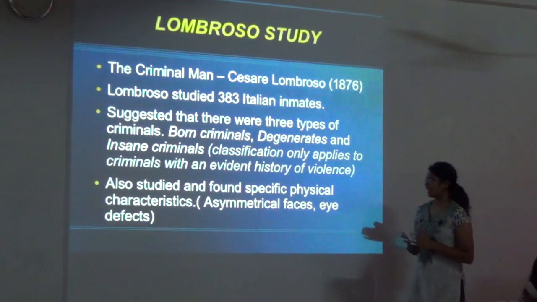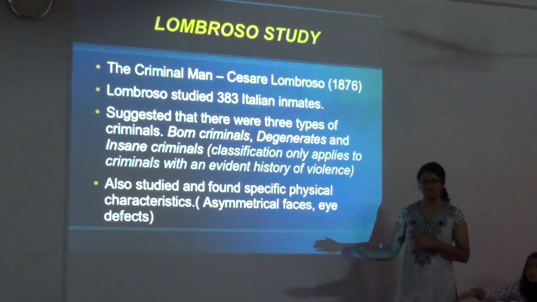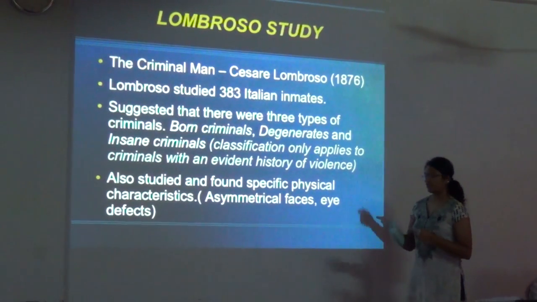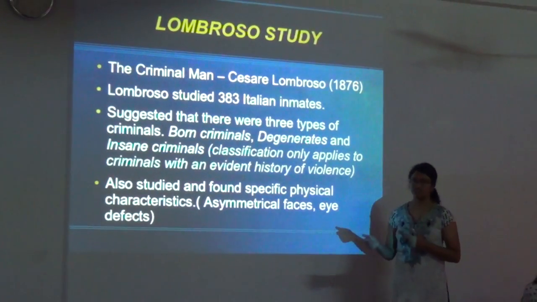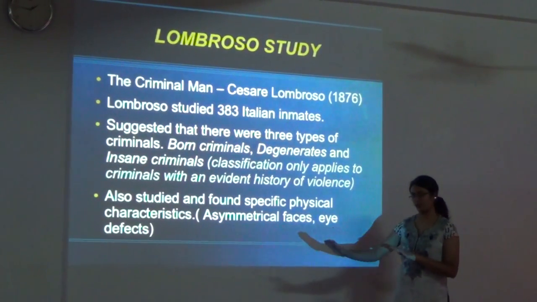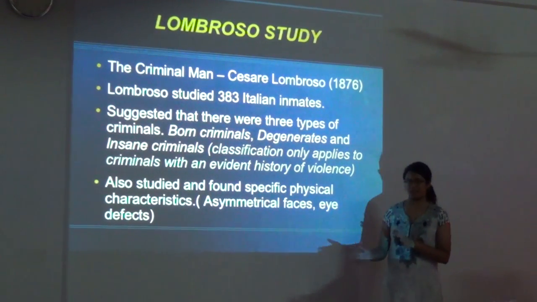He also studied and found specific physical characteristics over a large scale that are usually found in criminals, especially serial killers. They are asymmetrical faces and eye defects. Again, this is only for a few, and it's not like a whole population thing. Not everybody who has asymmetrical faces or eye defects is a criminal.